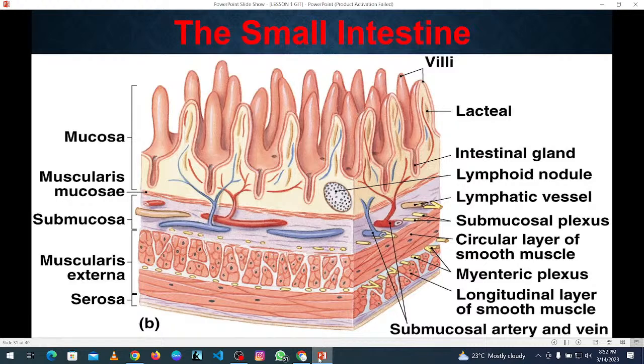Okay, we'll continue. So the additional one was the oblique. We have the longitudinal and that other one I'm forgetting. And then the very last layer is the serosa, the serosal layer. So it's the same when it comes to the small intestine.